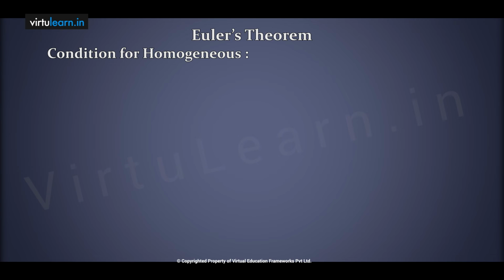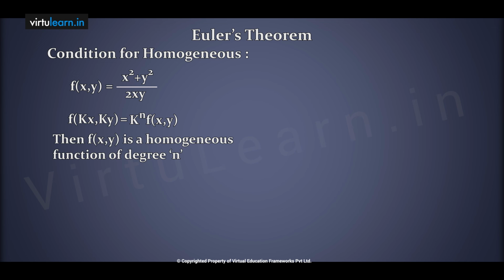Suppose f is a function in terms of x, y. If you want to say this is a homogeneous function, then replace x by kx, y by ky. Means f of x comma y is a given function. In that, we are replacing x by kx, y by ky. Means f of kx comma ky equal to k power n into f of x comma y. This is the formula. If f of kx comma ky equals k power n into f of x comma y, then f of x comma y is a homogeneous function of degree n.